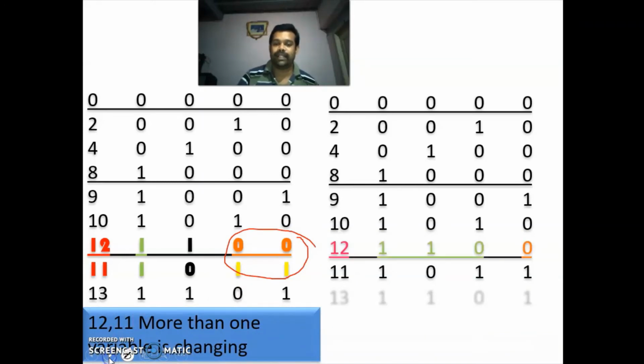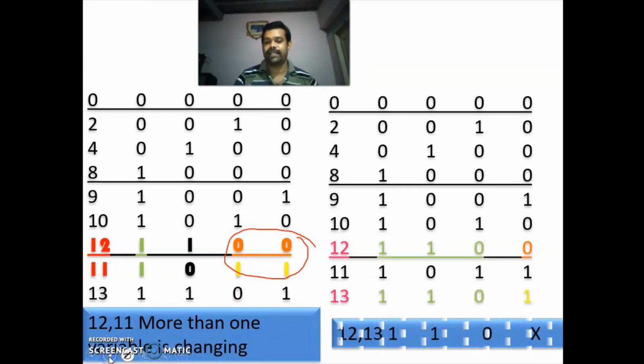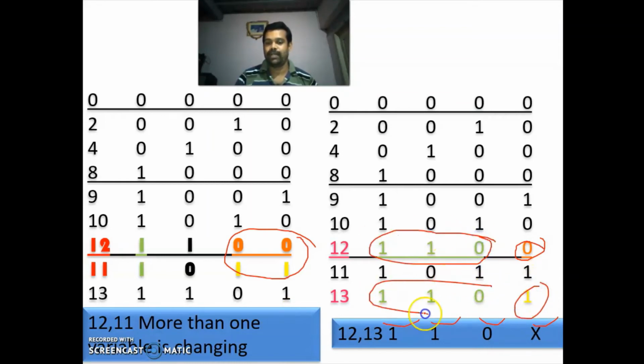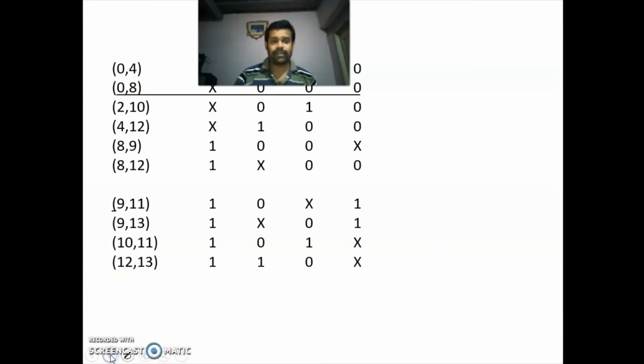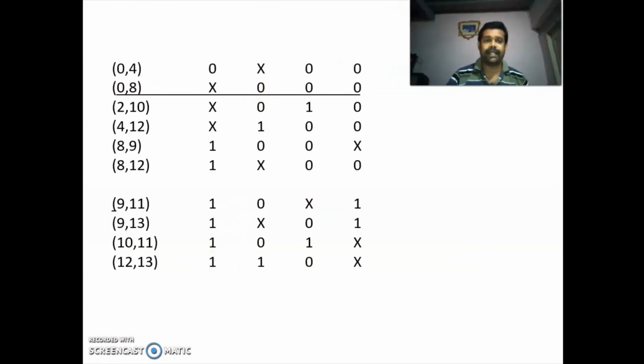Next 12 with 13. Only one variable, the last variable, is changing. So the expression is 110x. Only this one is changing and all the others are same. So you can write 110x. Next, after completing that step, we will be getting like this. So we have completed step 3. Next we are going for step 4.